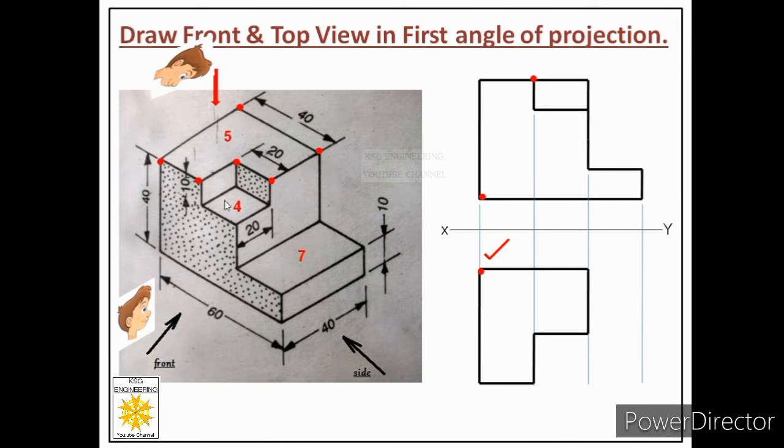Now let us pick the next face. The next face is face number 4. So how to draw face number 4? For that, first of all, we have to locate face number 4 with respect to the first face drawn by us, that is face 5.